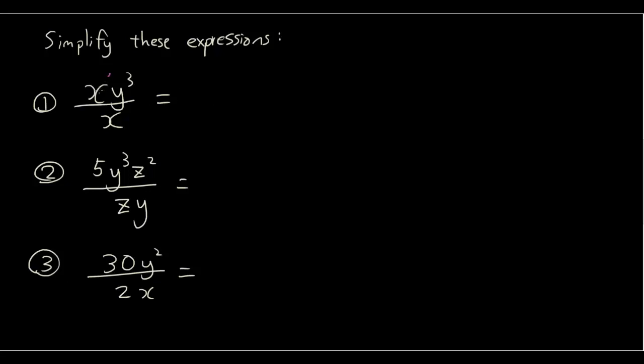Okay, so the first one, we got x on the top, x on the bottom, so we're left with y cubed. Second one, we have y on the bottom, 3 y's on the top, y times y times y. So if we cross out 1, we're left with y to the power of 2. So 5y to the power of 2 z. z to the power of 2 on the top, z to the power of 1 on the bottom. So we're left with 1z on the top. Third one, 30 over 2 is 15 over 1. So it's 15y squared over x.